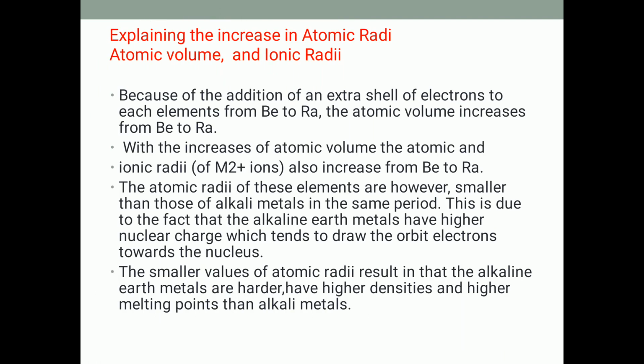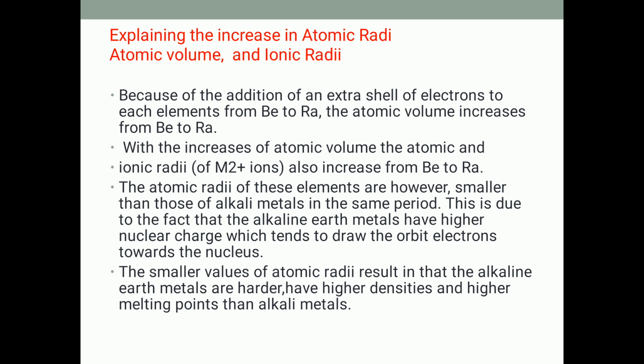Here you can see why the atomic radii, atomic volume and ionic radii of the group 2 elements increase down the group. Because of the addition of an extra shell of electrons to each element from beryllium to radium, the atomic volume increases. With the increase of atomic volume, the atomic radii also increase from beryllium to radium.